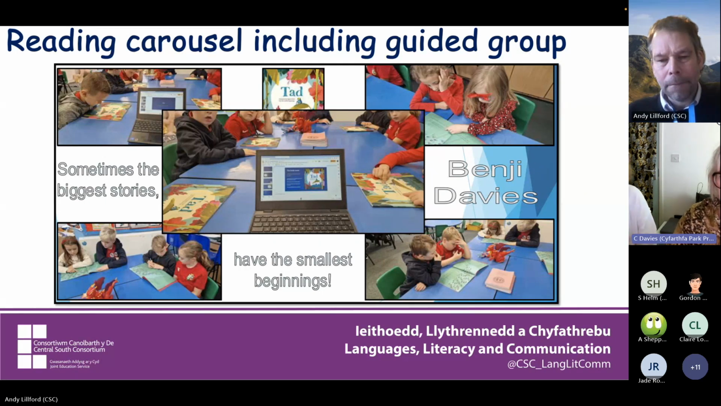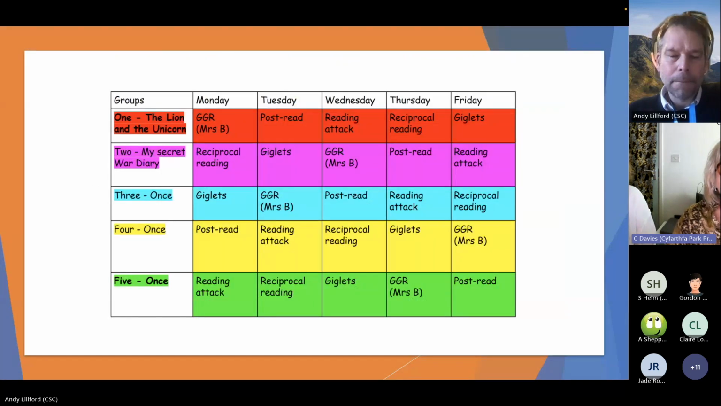If we could move to the next slide, there you'll see the carousel. The other 4 activities are a pre or post read session that's linked to the guided reading book, a reciprocal reading session, a giglet session, and a reading attack session. The guided reading takes place with a teacher. If another adult's available, they will guide an extra guided reading session instead of the post or pre-read.